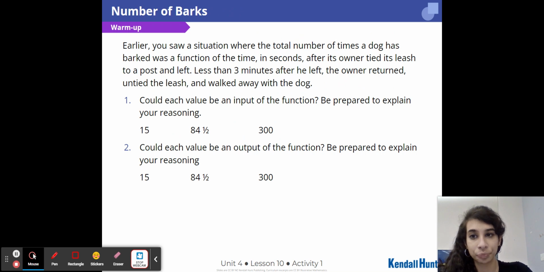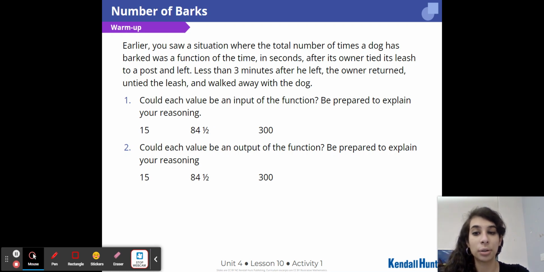Today, I want you to take a look at whether each value could be an input of the function. The total number of times a dog has barked is a function of time. Time is my input. My output is the total number of times a dog has barked. So think about, could each value be an input of the function? Can I have 15 seconds? Can I have 84 and a half seconds? Can I have 300 seconds?